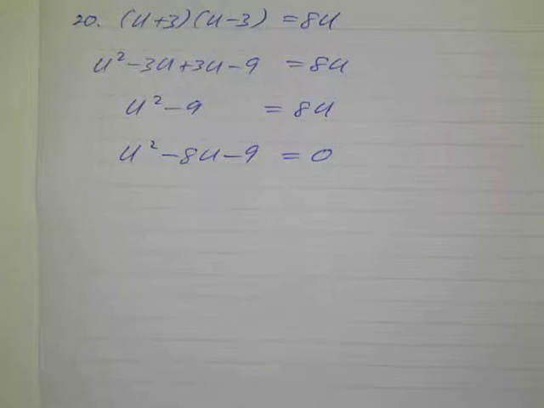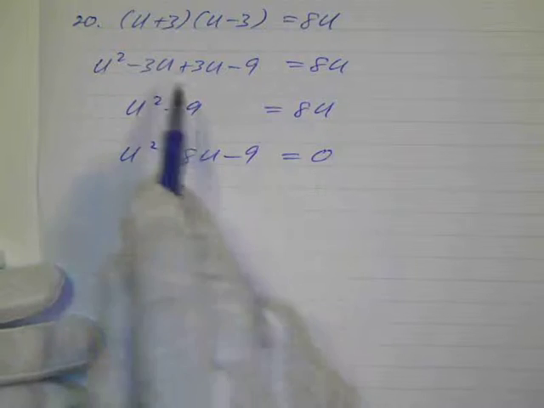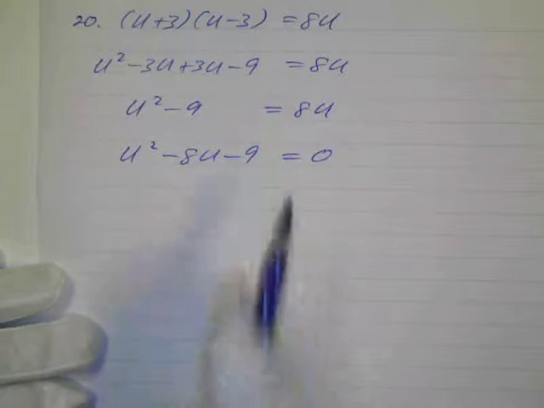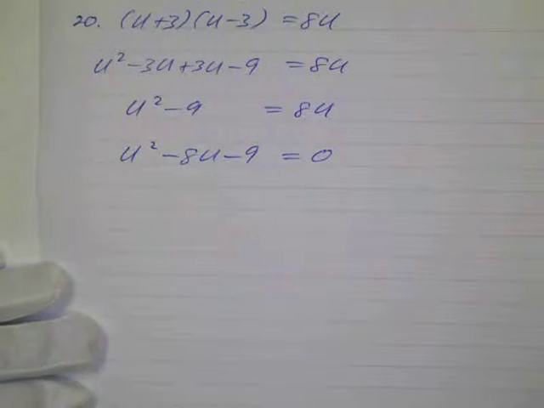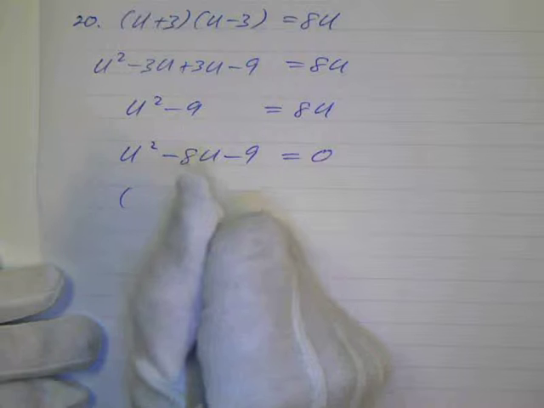So first of all, we have to set it up like that. So again, multiply this out, simplify it, and then set it equal to 0. And now what do we got? We got a nice simple trinomial in u.